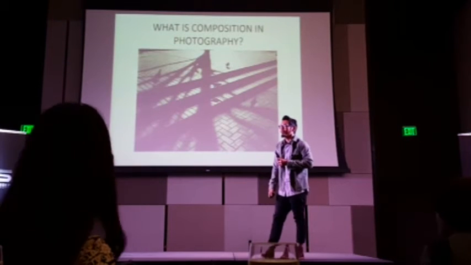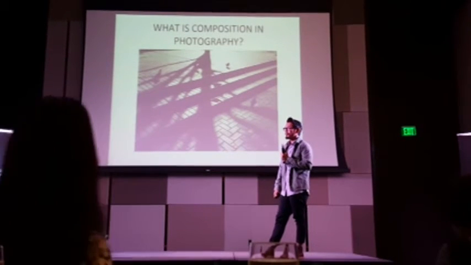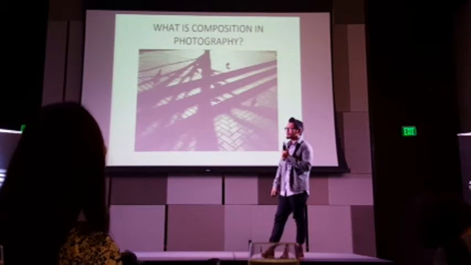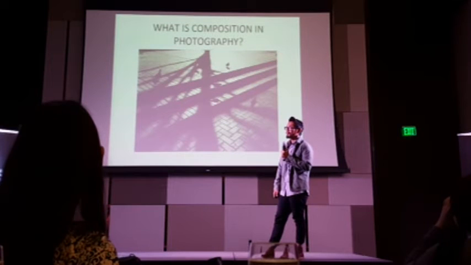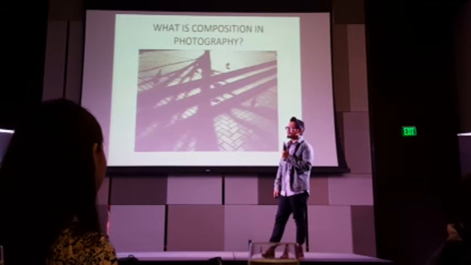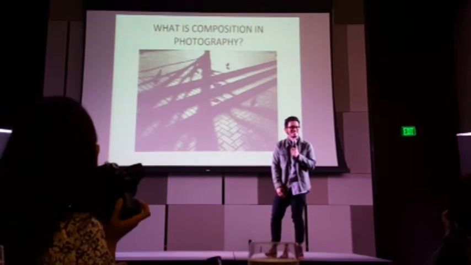In photography, there are three basic things to consider in composition. First one would be foreground, second one would be subject, and third one would be background. Very good, very technical.